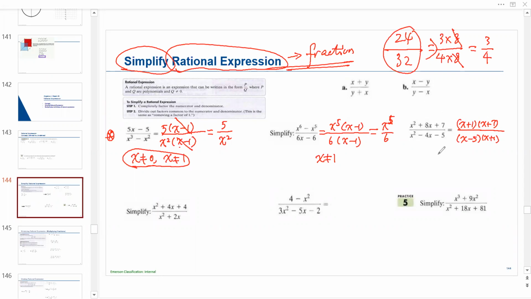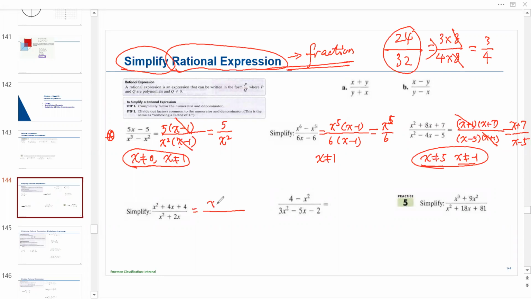Right, so you can see x cannot equal 5, x cannot equal -1. Keep this in mind. After that, you can use this same factor, x plus 1, which can be factored out. So you can simplify them, right? Like this. But keep this in mind, x cannot equal 5 and -1.